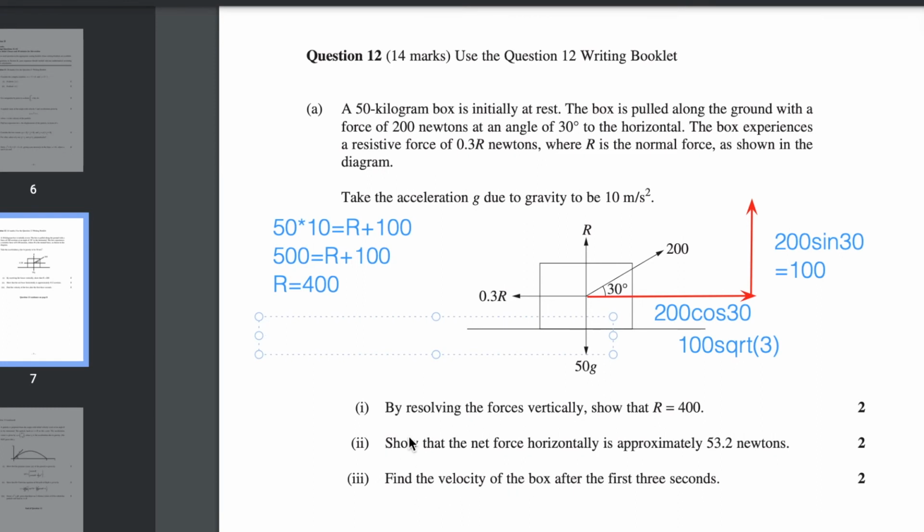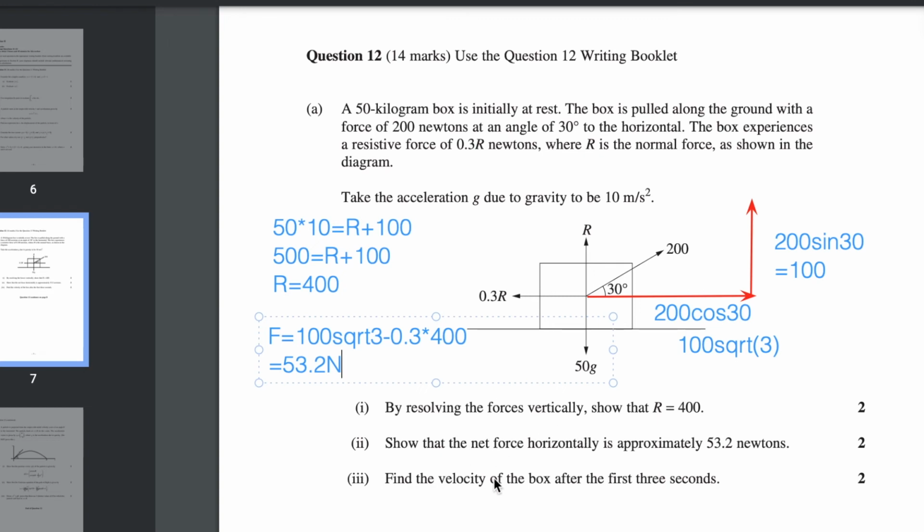In part 2, it says show that the net force horizontally is approximately 53.2 newtons. Now we know it's being pulled towards the right, so we know that this force going towards the right is going to be the bigger force compared to this one going left, because it is moving right. So the net force would be to subtract those. Let's say the force is equal to 100 times the square root of 3 minus 0.3R. We know that R is 400, so let's make that 400. And if you put that in your calculator, you do get 53.2 newtons. So that's how we answer part 2.